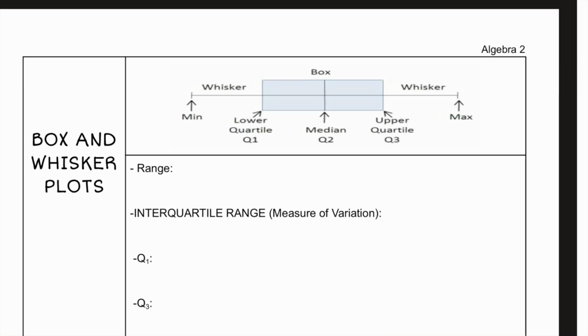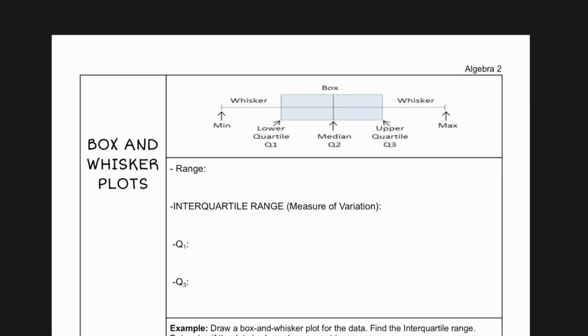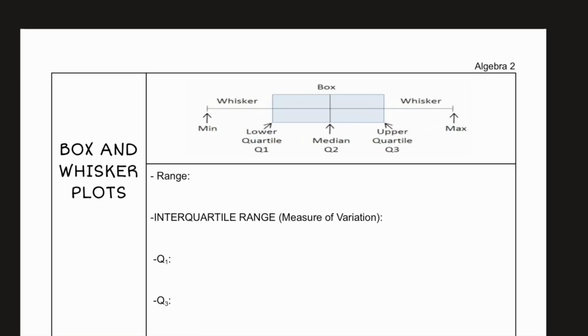A way to measure the data, I should say. A way to display the data. And so what happens is our median goes in the middle of this box. And so our median, or what we call quartile 2, is in the middle of the box. And as we have our data here, we also have this thing called a minimum and a maximum, a quartile 1, or lower quartile, and a quartile 3, an upper quartile.